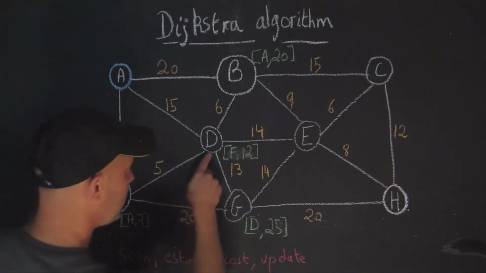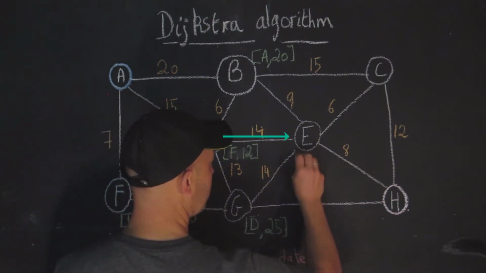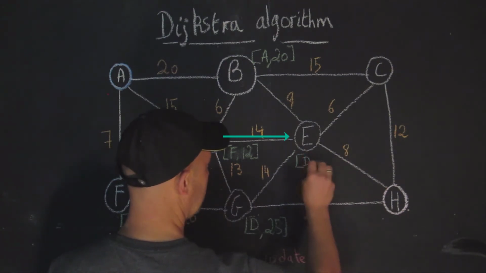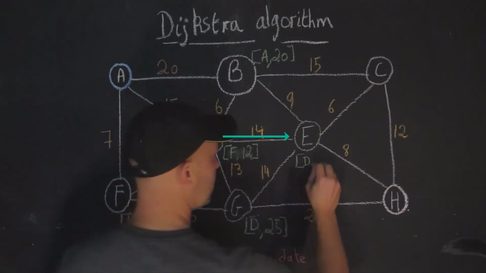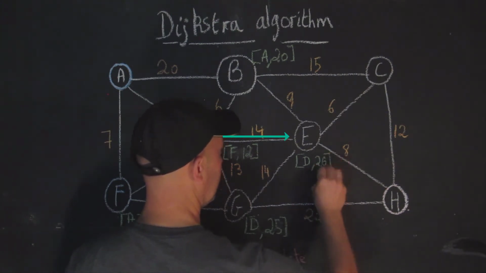So that's good. From D, I can go to E here. To get to E, I'm going from D, and the total cost is going to be 12 plus 14, so that's going to be 26 right here.